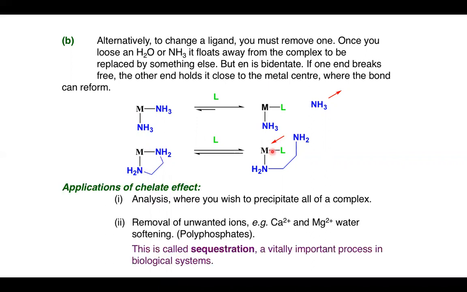So applications of the chelate effect include analysis, where you wish to precipitate all of a complex, and removal of unwanted ions, for example calcium and magnesium. Whenever you're doing water softening, you use polyphosphates. It's called sequestration, which is a vitally important process in biological systems. Different types of poisoning can also be treated with polydentate ligands. They're given as a treatment because they will coordinate the metal ions which are unwanted in your body and stop them from potentially causing unwanted reactions inside of your body.